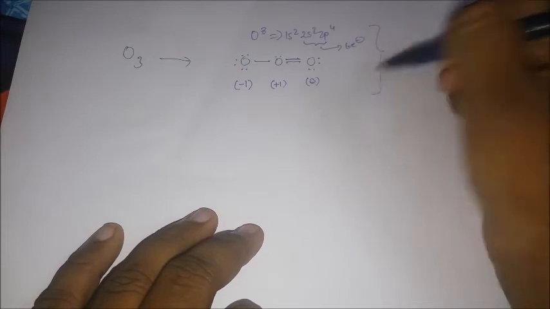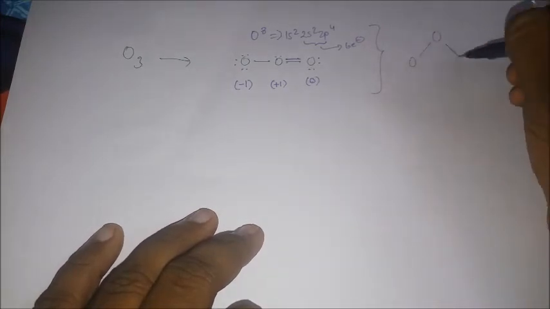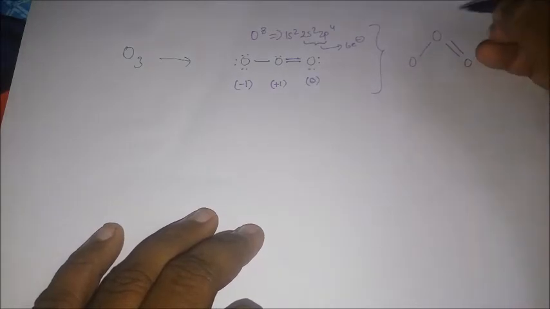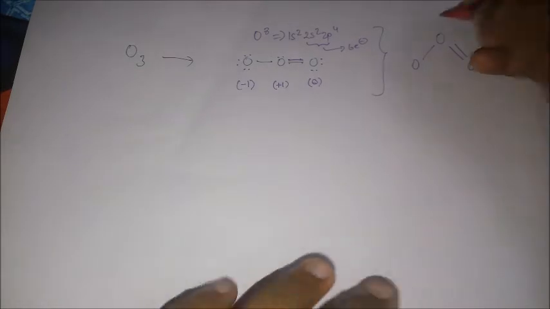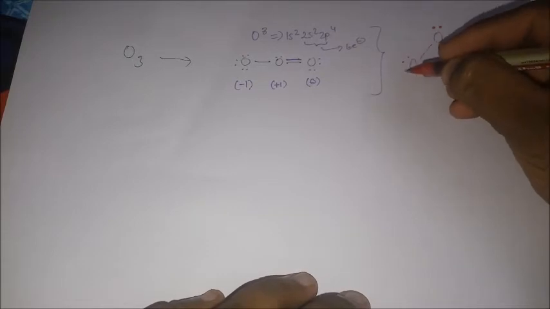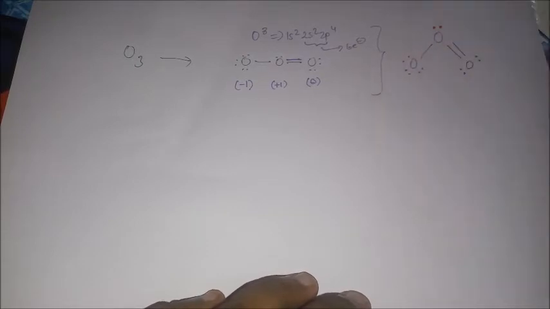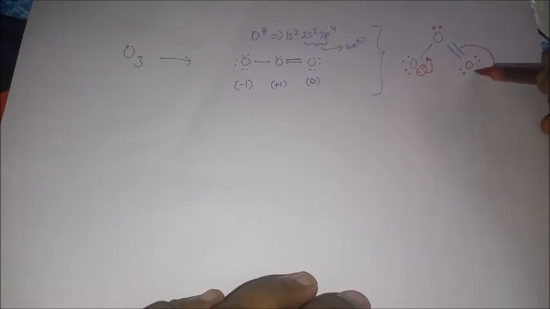If you look at your NCERT text, the structure would have been given like this: O double bonded O, and the 2 electrons of this oxygen will be here. The other 2 electrons will be here, while the 6 electrons will be here. Now you can see that one of the lone pairs over here will become a pi cloud, and this pi cloud can become a lone pair of electrons.